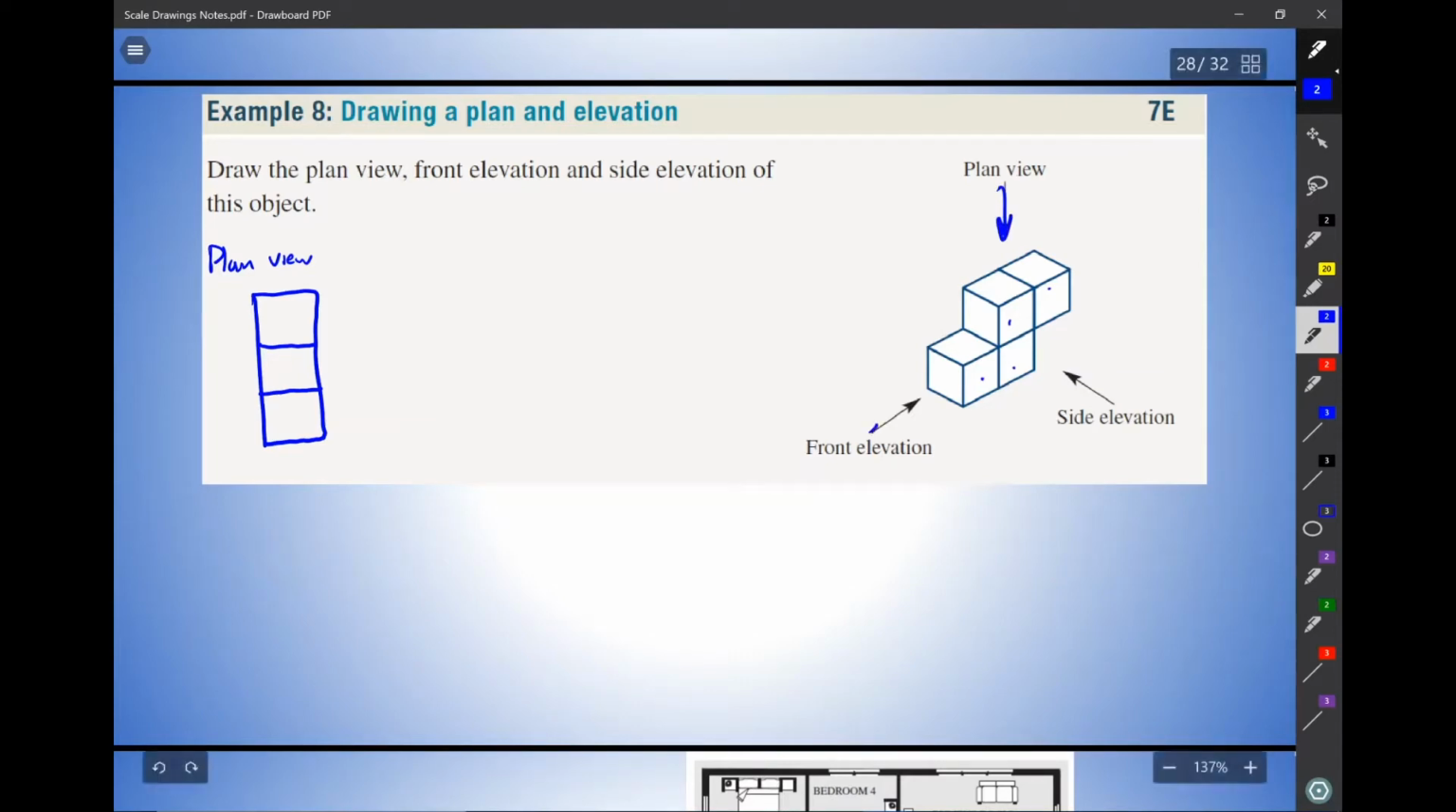Now the front elevation, looking from the front of the blocks, all you would see here is 2 blocks stacked on top of each other. You would see the front of this block and you would see the front of this block, but you wouldn't see anything else. And then if you looked at it from the side, you would probably get the fullest picture because you'll see all 4 of these blocks.